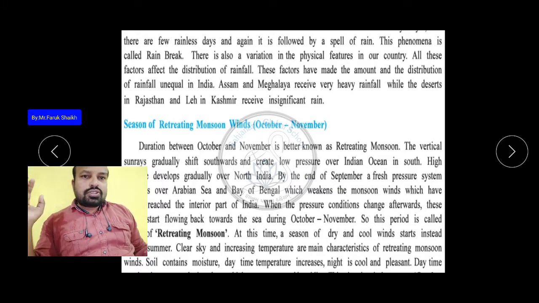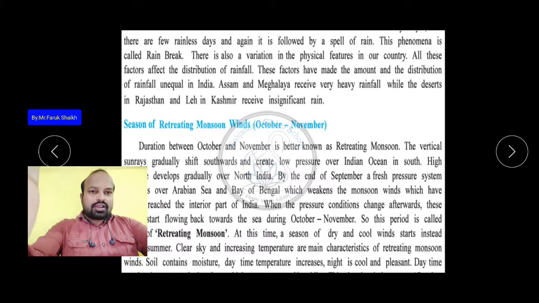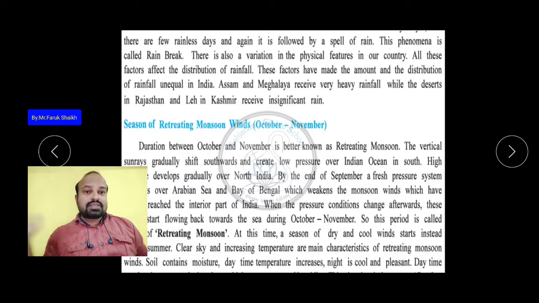Now, in the previous video I taught you about what is called the rain break. Rain break means there is rain, but between the rain there are some days without rain. After some rainless days the raining starts again, and that is called the rain break. A question can be like that: what is called the rain break?